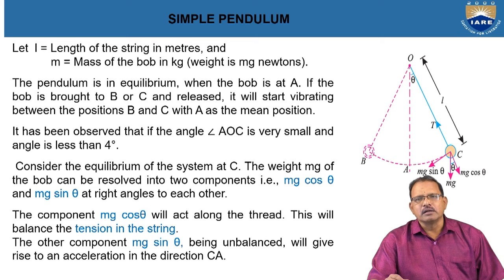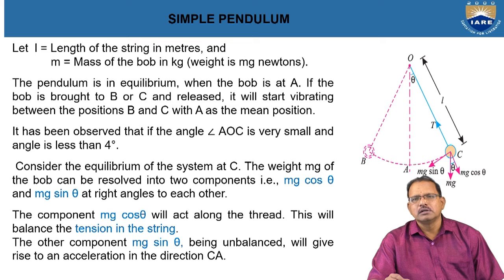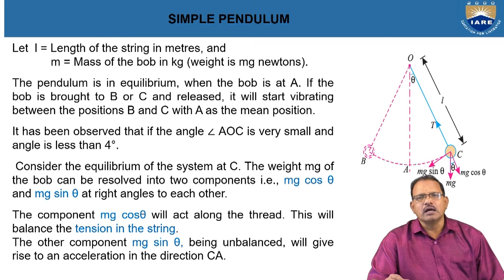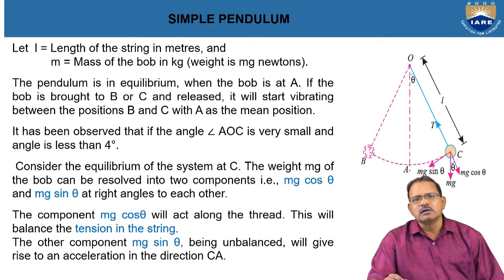It will now start vibrating between the points B and C with A as its mean position, when that external force, also called the disturbing force, is applied on it. It is observed that with the angle AOC, that is when it is at the extreme position, the inclination of the thread with the equilibrium position should be small, preferably less than 4 degrees.